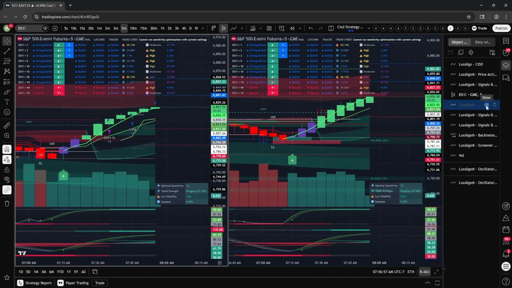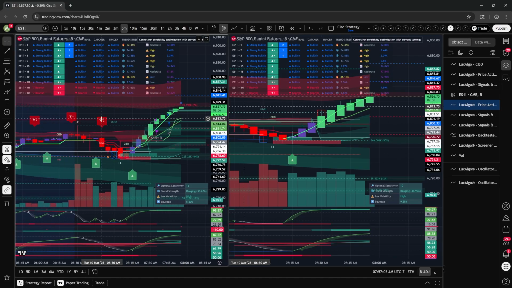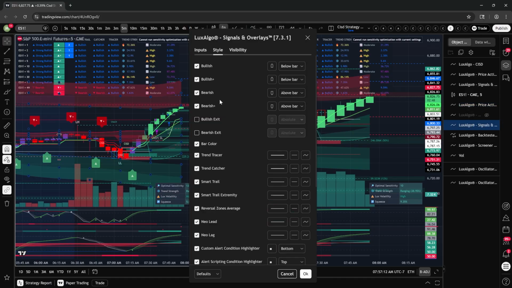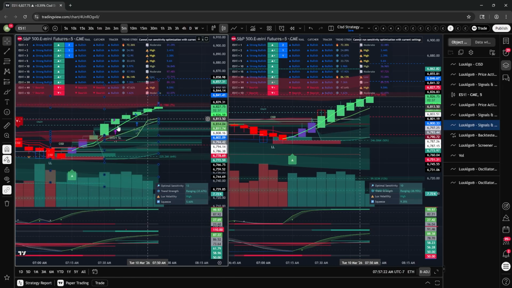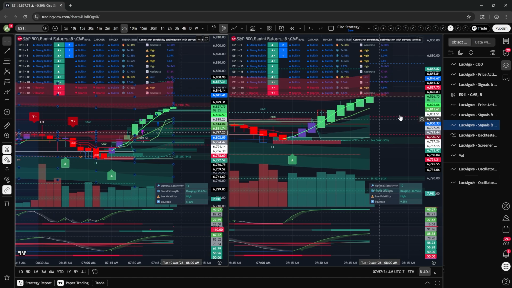We got the other signals and overlays right here. This is just for X's, because if I put the signals to fast, and then let me turn the X's off. If I put the signals on fast, and I turn the exits on, it'll print an X on every candle. It's too much. So I turned that off. People are asking me, why do you have so many signals and overlays on here? It's just so I split it up so it looks clean.